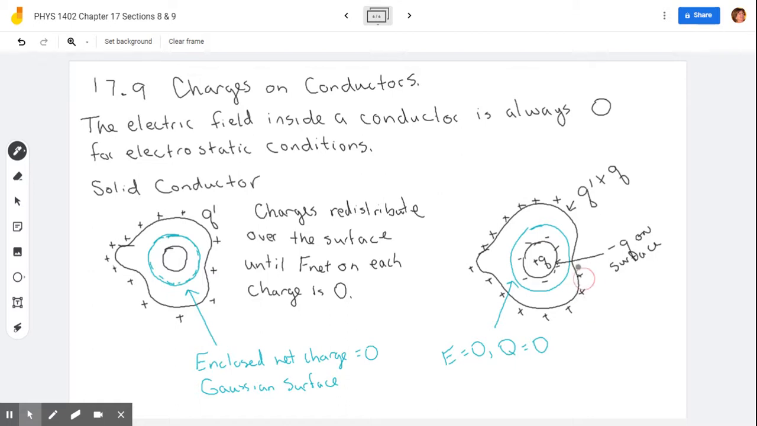Notice we still have conservation of charge. We added a plus Q here. So the total charge for this whole thing is simply Q prime plus Q. But all of that total charge now appears on the surface. The net charge inside our Gaussian surface is going to be zero. It's possibly easier to see if we do it with numbers.